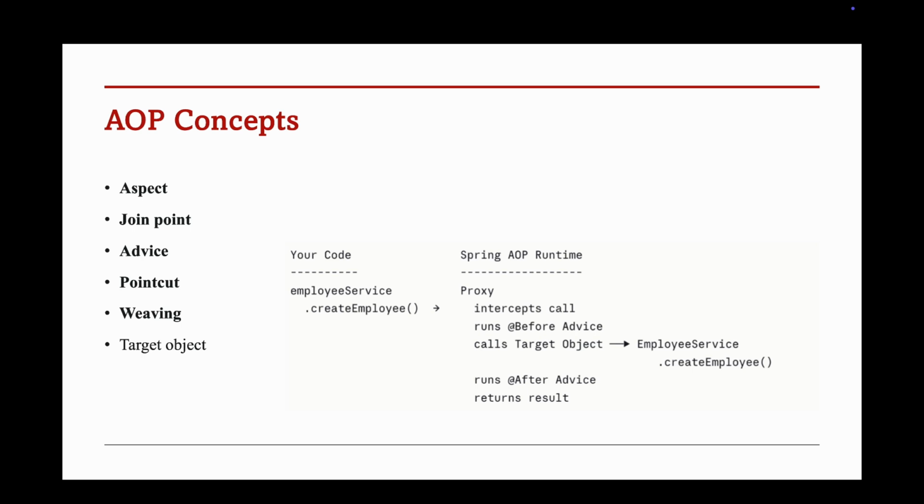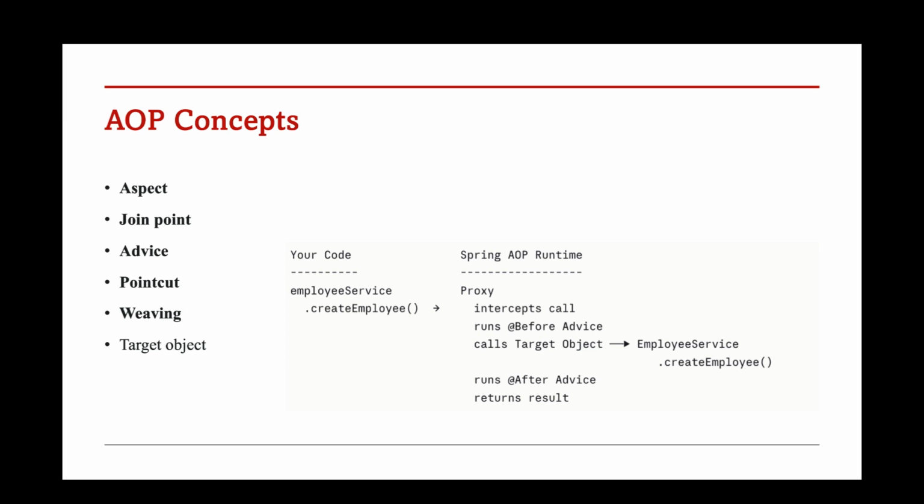Alright, one more important term, target object. So what is a target object? A target object is simply the object whose methods are being intercepted and advised by AOP. In other words, it is the actual bean in your application that the aspect is applied to. For example, if you have a logging aspect that applies to all methods in your employee service, then the employee service is the target object. It is the object that is being watched, being intercepted, being advised.